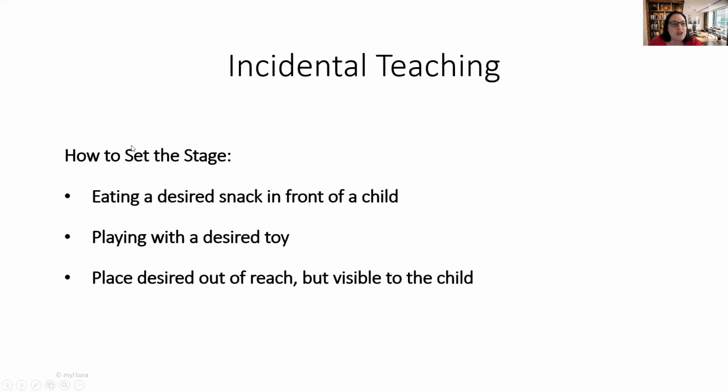Incidental teaching also, we talk about here how to set the stage. You, for example, can eat a desired food in front of a child, or play with, let's say, their car, and then see what they do about that. Now, they may not be in the mood to try to engage you. You may have to change what you're doing. You can place something out of reach but visible to the child as well. And then you're trying to set up a naturally occurring asking for the item, or asking for help to get it.